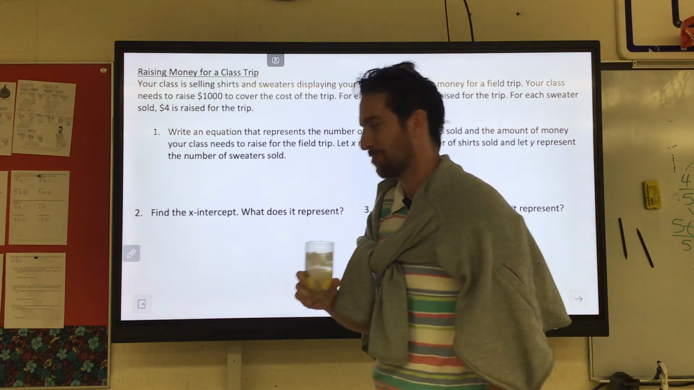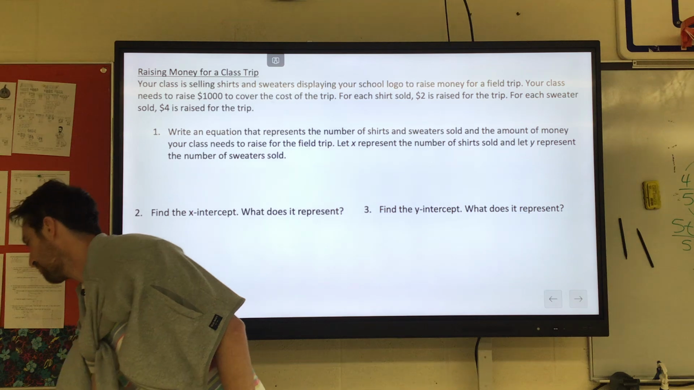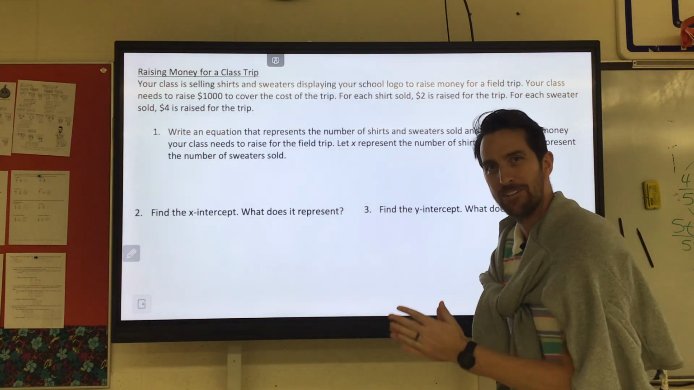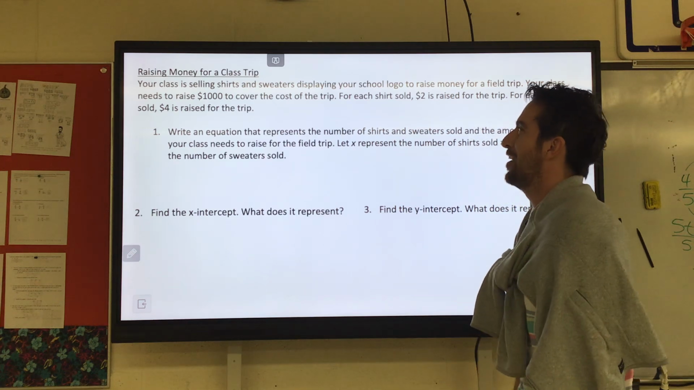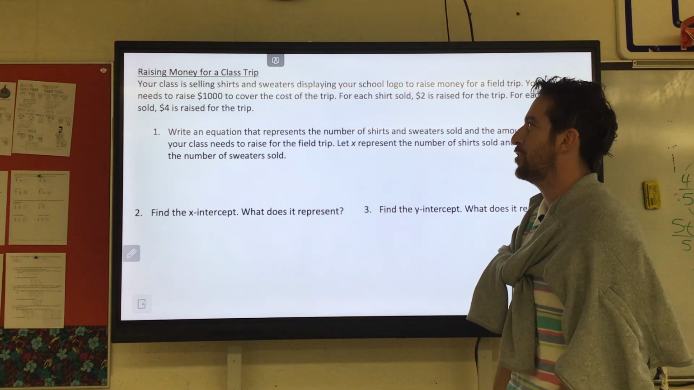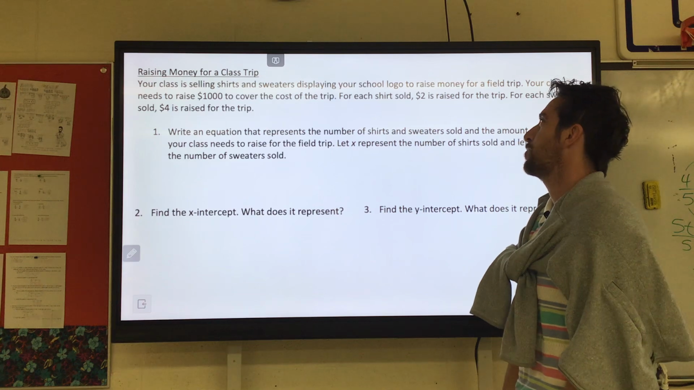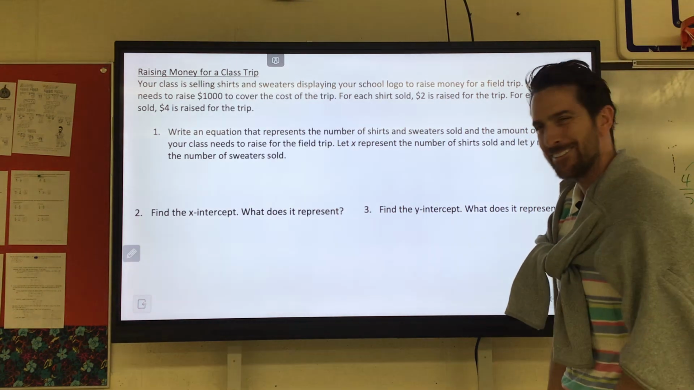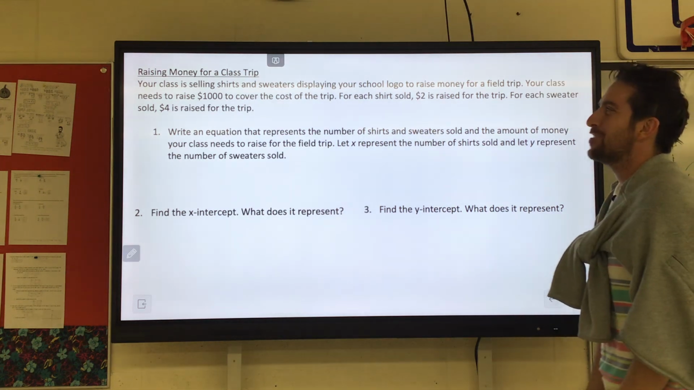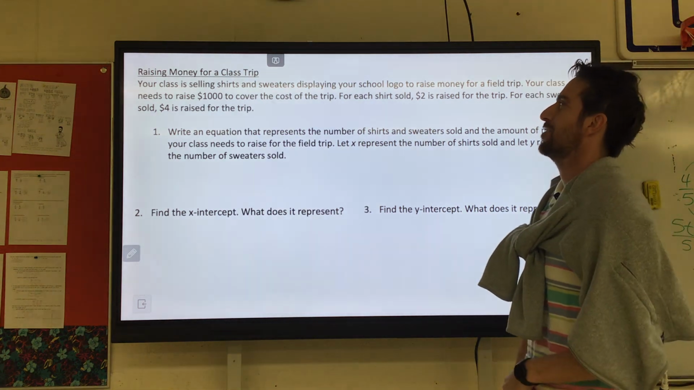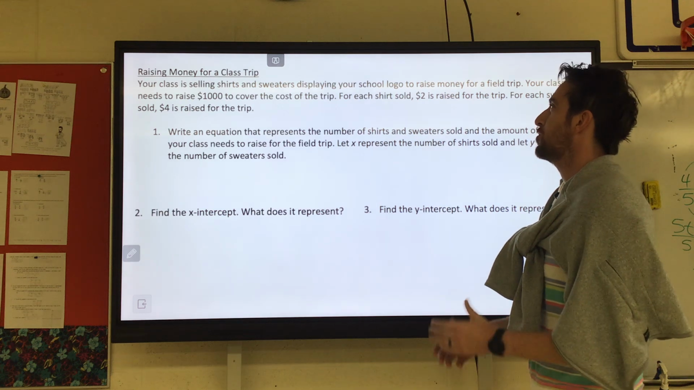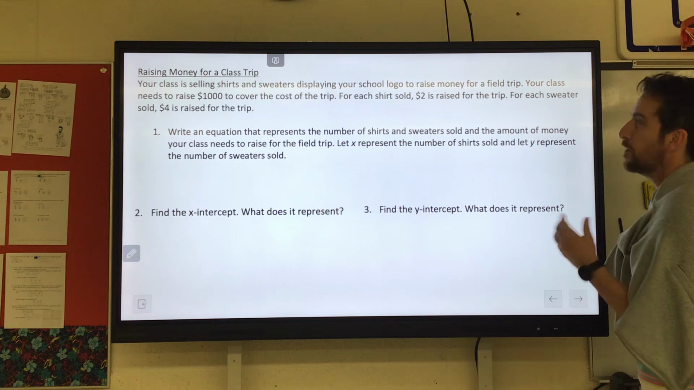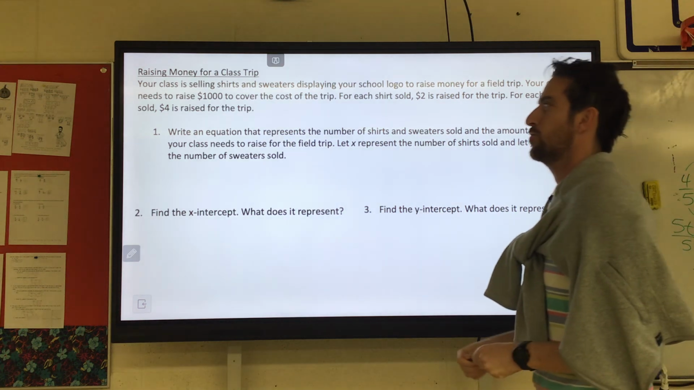All right. Let's see what we got here. Raising money for a class trip. Your class is selling shirts and sweaters, displaying your school logo to raise money for a field trip. How nice is that? Your class needs to raise $1,000 to cover the cost of the trip. For each shirt sold, $2 is raised for the trip. For each sweater sold, $4 is raised for the trip.